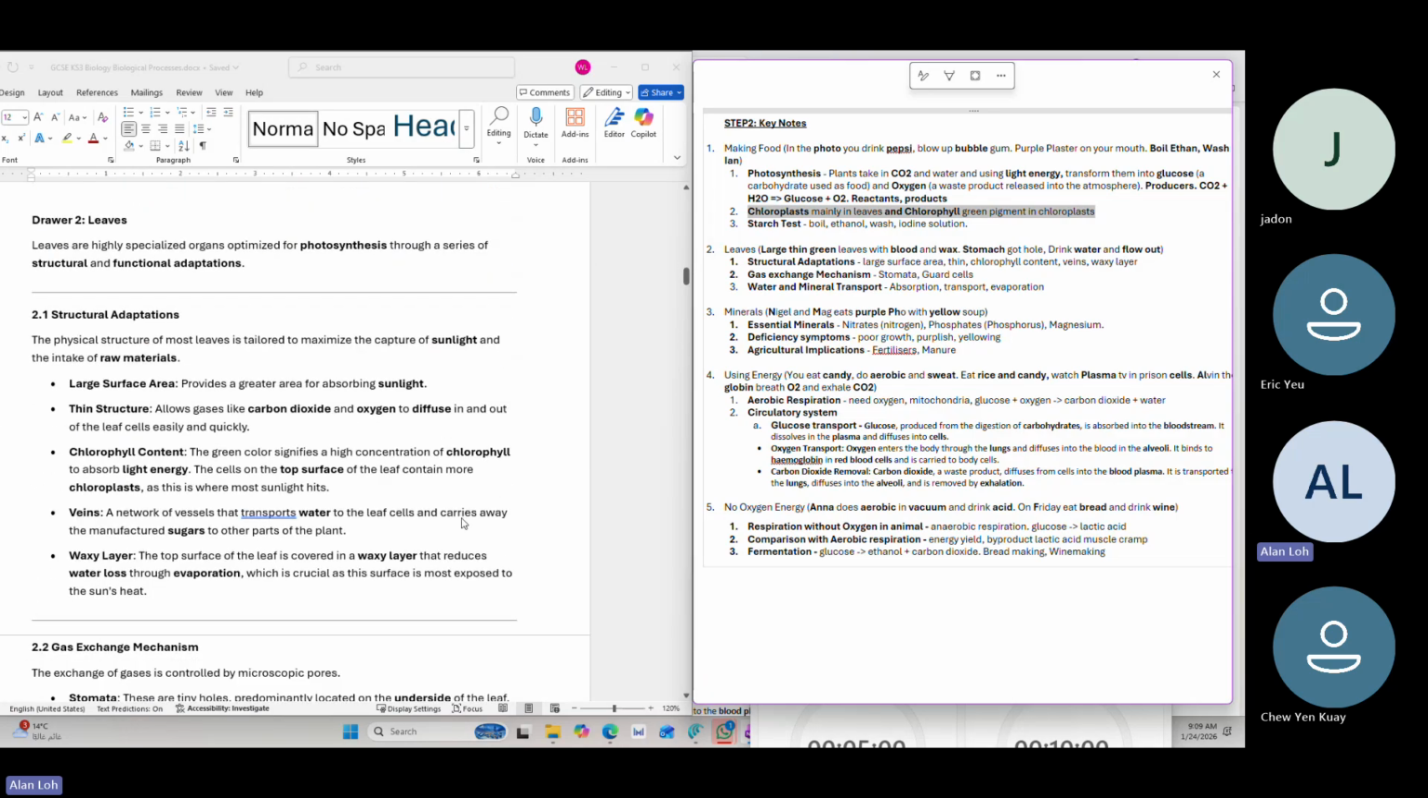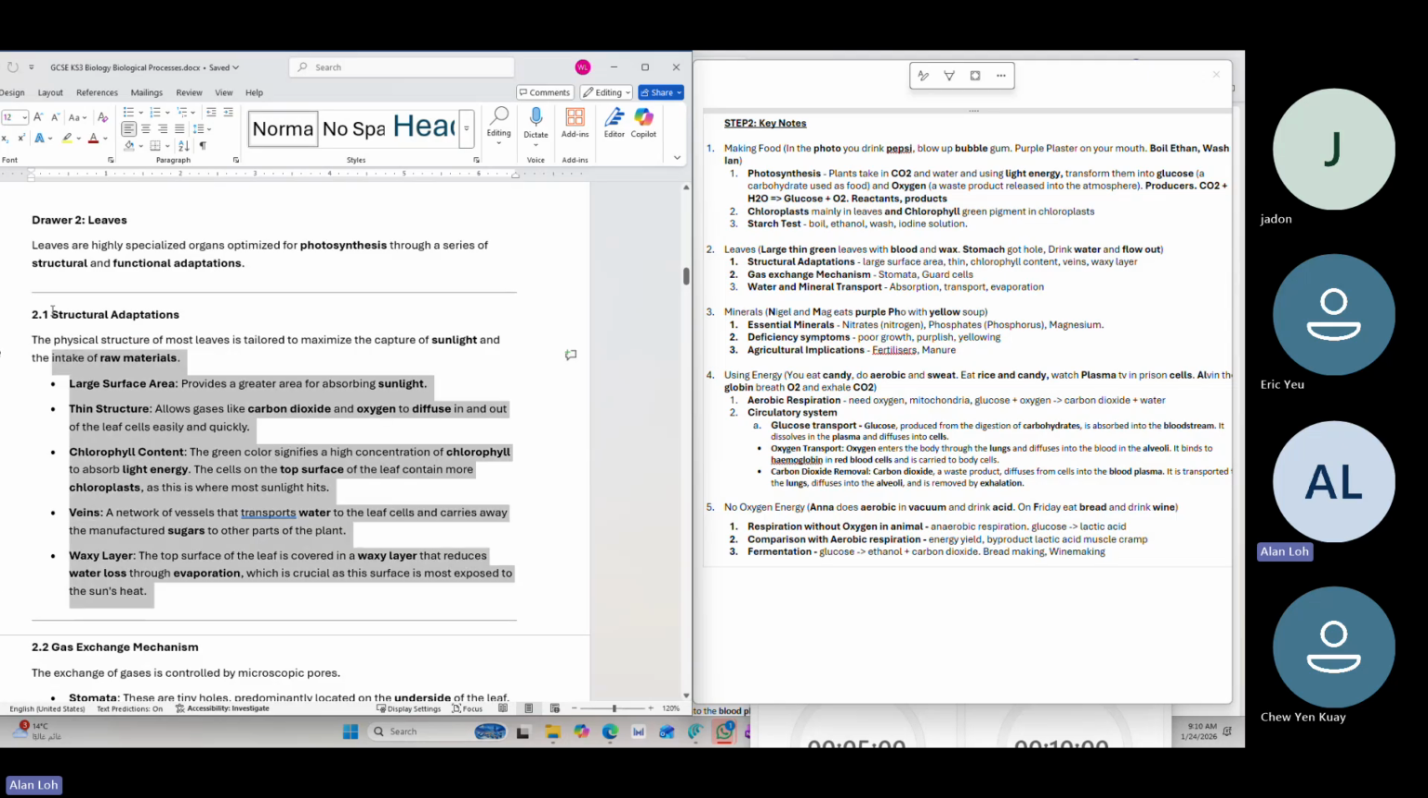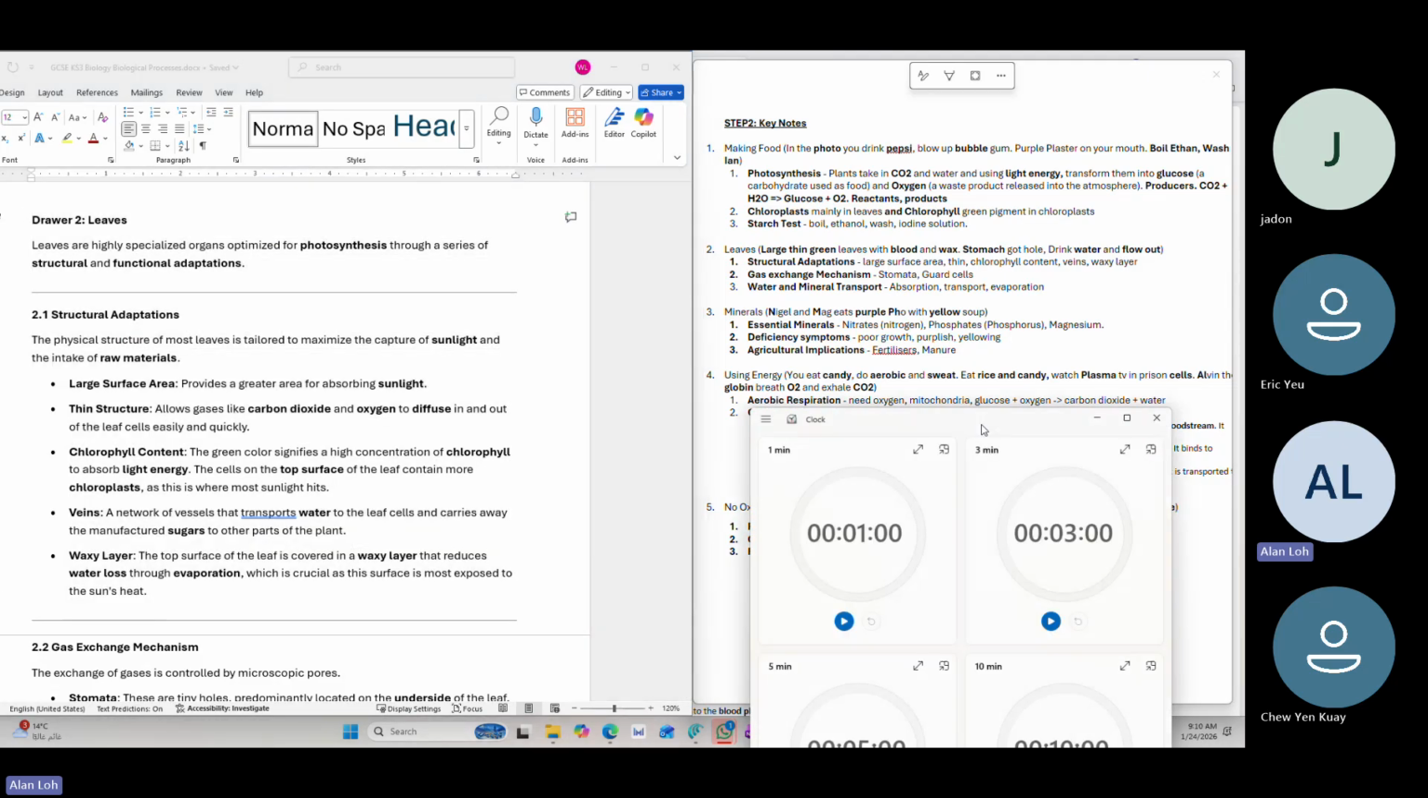Now it's drawer number 2. Right? So do the same drill for this part. This is drawer number 2. Let's start now.